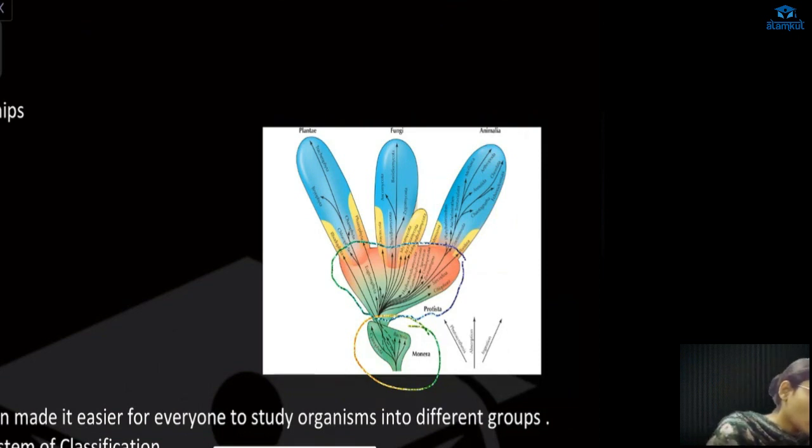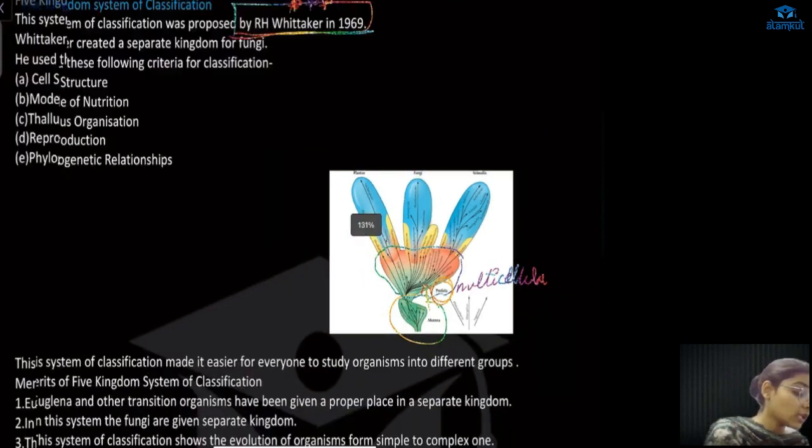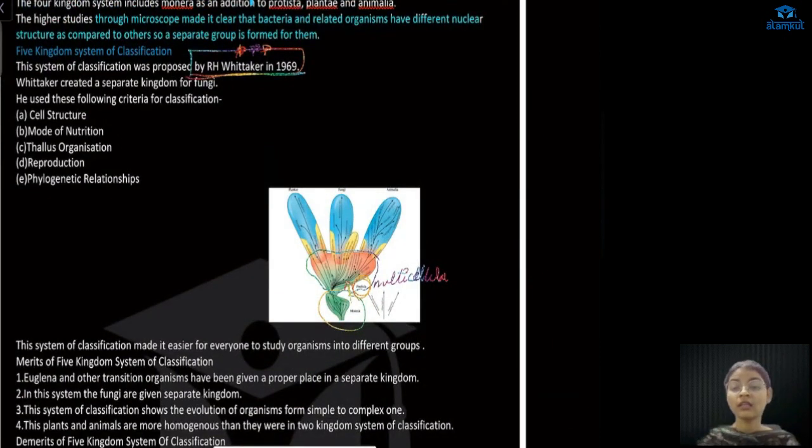So from Monera, that is from unicellular, multicellular organisms evolved, and then from this multicellular group, Plantae, fungi, and Animalia evolved. This multicellular group was what? Protista. So Protista is considered the ancestor of the Plantae, fungi, and Animalia groups. And fungi was created at the very last by R.H. Whittaker, and he used five criteria.